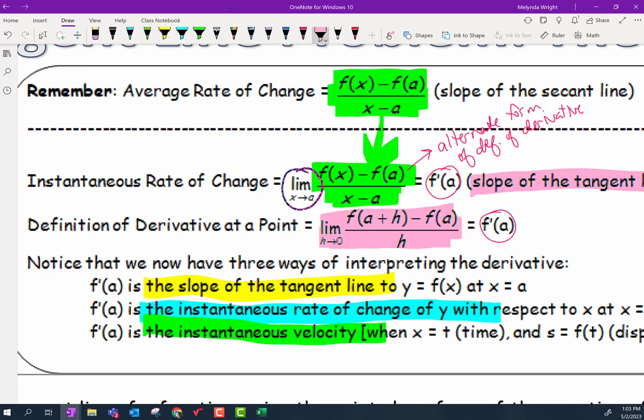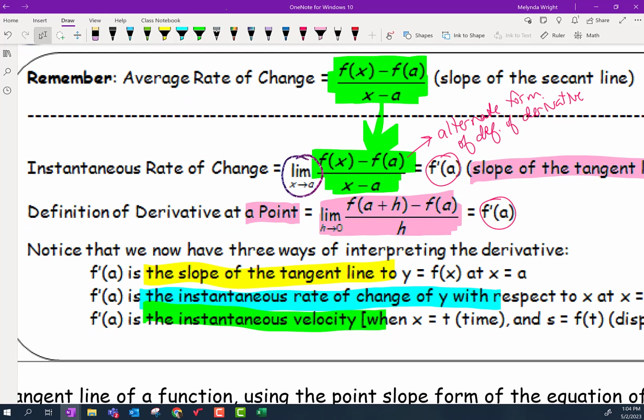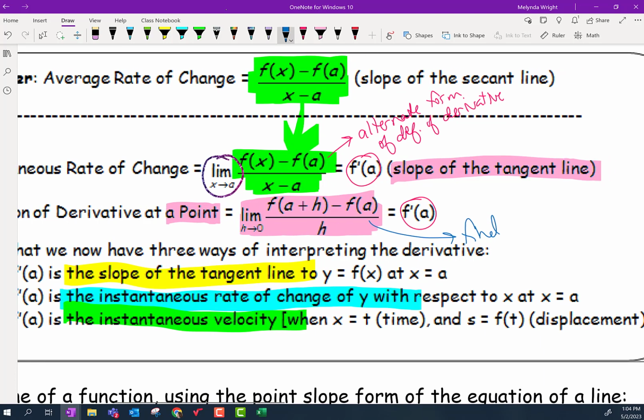This is the definition of the derivative. But what we normally use, and this is at a point, they both will find the derivative at a particular point. What we normally use this one for is we normally use this one to find the equation of the derivative.